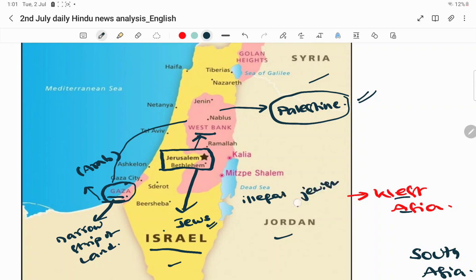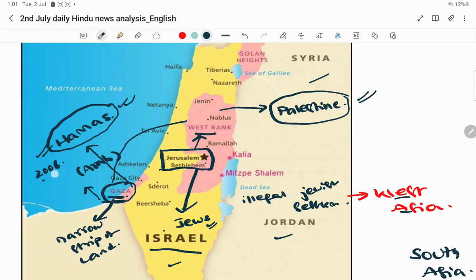Illegal Jewish settlements. And in Gaza, it is actually controlled by an important political group. They say that they are a political group, but countries like the United States of America say that they are a terrorist organization, and they are known as Hamas. Very, very important, friends. Hamas are the people who have been controlling this Gaza Strip since 2006.